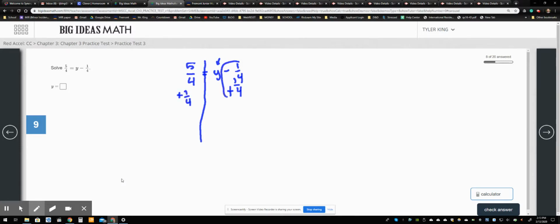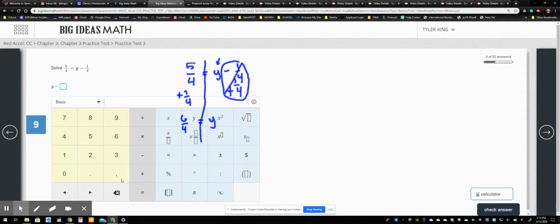That cancels out the minus 1/4, and it keeps our equation balanced. So 5/4 plus 1/4 is 6/4, which is equal to y, because y is the only thing that's left over on this side. So our answer is 6 over 4 equals y. I'm assuming we probably need to simplify.